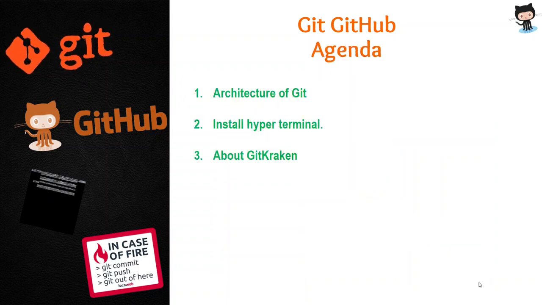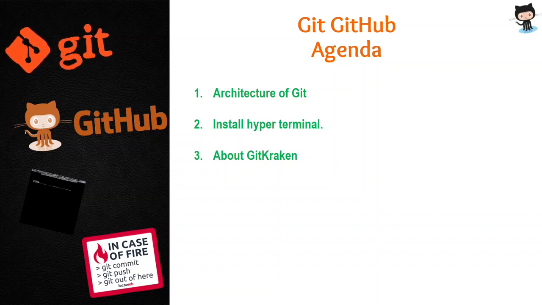Now, since we are done with the architecture of Git, let's install the hyperterminal. Now you must be thinking, what is hyperterminal? For example, when we code a program for Python, we use PyCharm, right? So when we code a program for Java, we use Eclipse or IntelliJ IDE. So these are different IDEs, right?